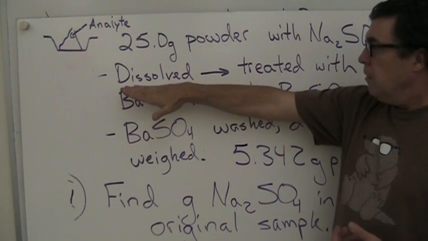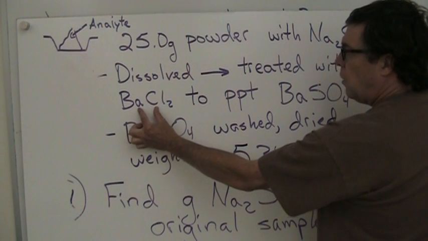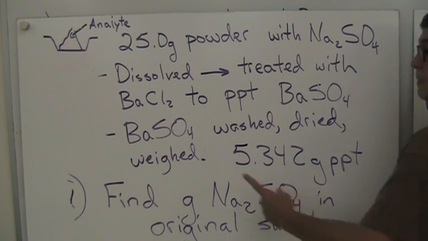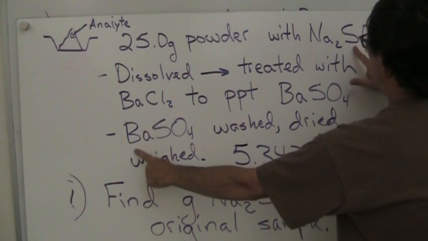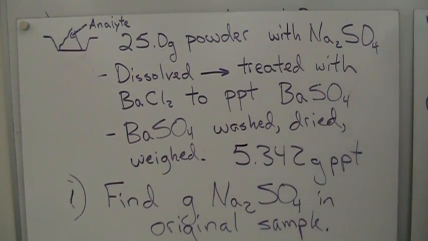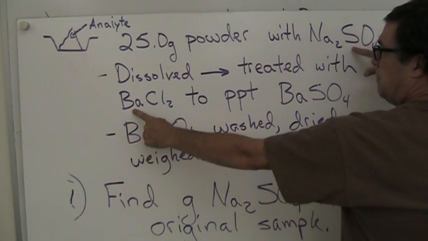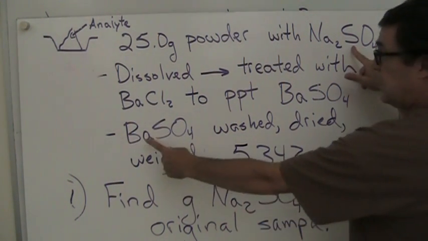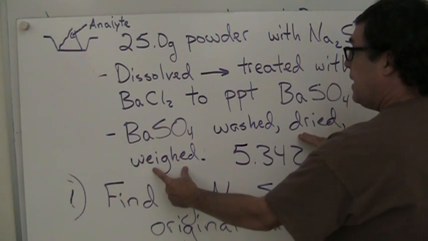So we're going to dissolve this 25 grams of powder. We're going to treat it with barium chloride. And when we treat it with barium chloride, in this particular problem, we're going to be making barium sulfate, because the barium is going to combine with the sulfate and make a relatively insoluble precipitate. That barium sulfate we're then going to wash and dry and find its mass.